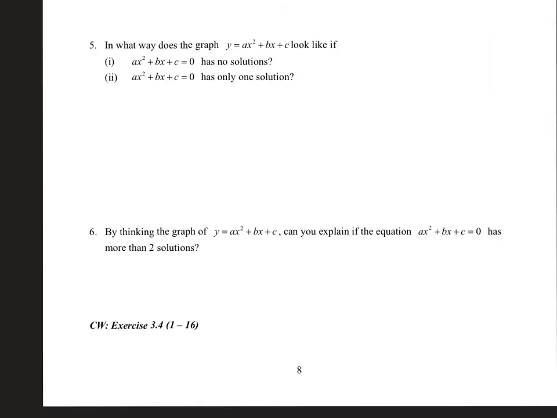And finally, there are some open-ended questions for you as well. So it also helps you to understand the chapter onward, because it's about intersection as well. In number 5, one is asking you, when you have no solution or one solution, what do you think the graph looks like? So what does that mean? You will see that the left-hand side of the equation will be the graph provided to you, while on the right, you're talking about y equals 0.